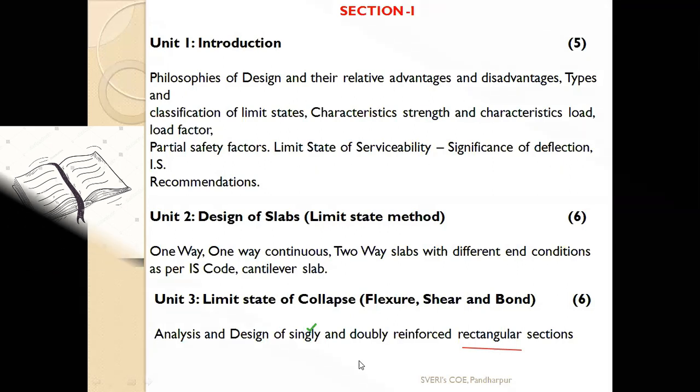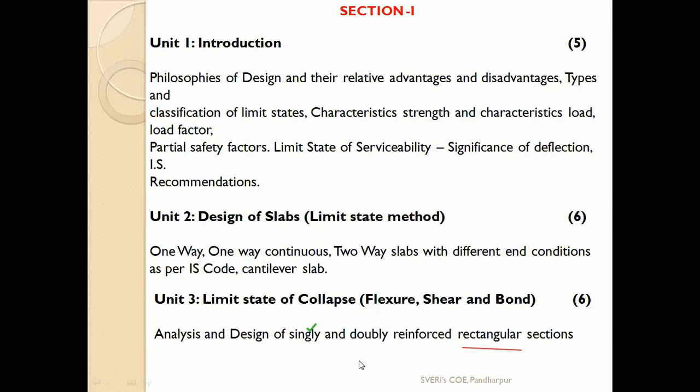Stirrups, in simple words in Marathi, are called ringa. On site, they are called rings, and in labor language, they are called ringa. Those are nothing but stirrups. Technically, as engineers, we call this a stirrup.